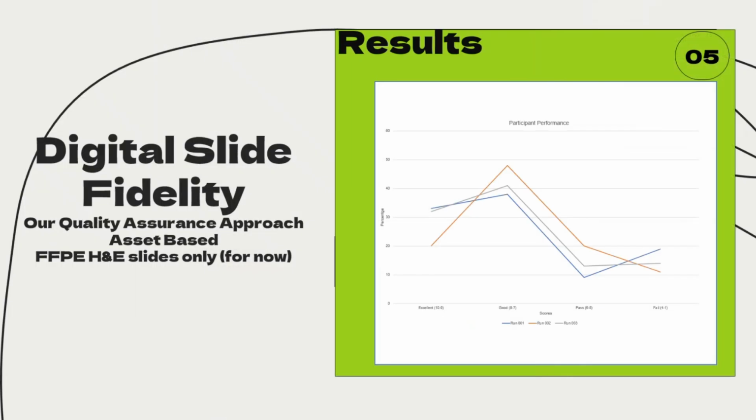So this is just an example of how our participants have performed over the past few runs. You can see the majority of them are scoring good, so they're getting that 8 and 7 score. We've had a select few getting 9 and 10. However, compared to some of our other schemes, we do have quite a high failure rate for this as well.